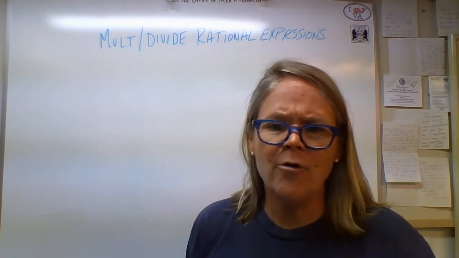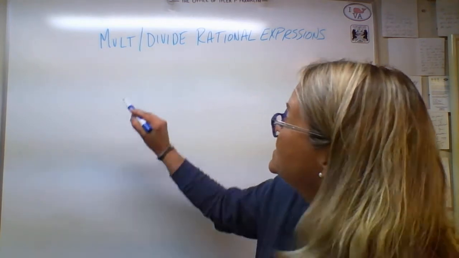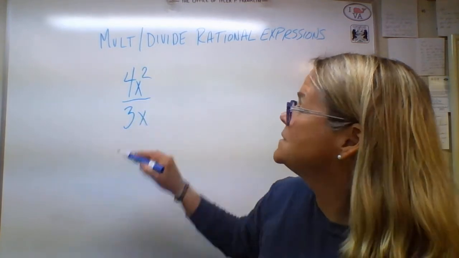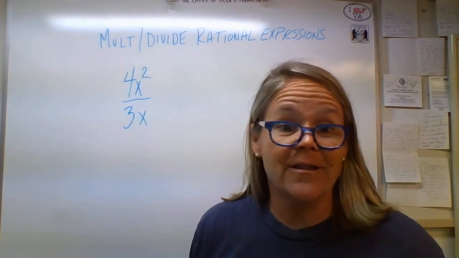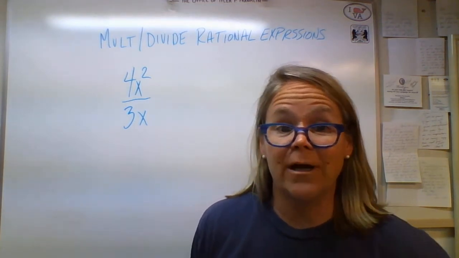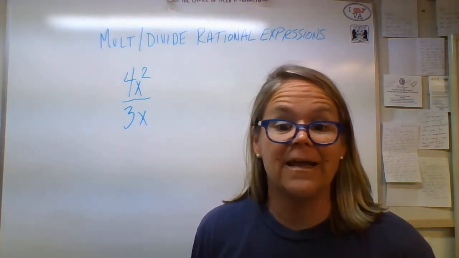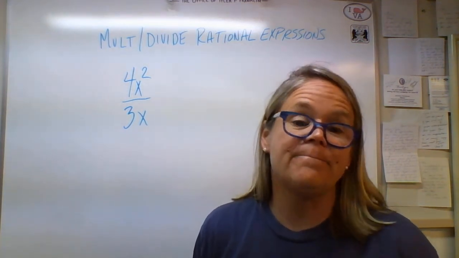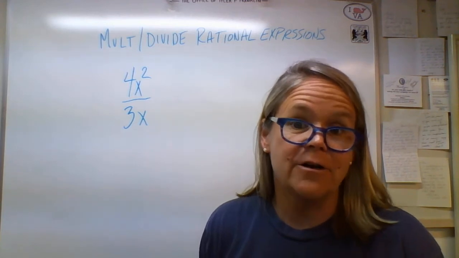Monomials over monomials, like something like 4x squared over 3x. We did those earlier in the year. So now what we're saying is we're going to add to it. What happens if you have adding or subtracting in that expression? And that's where we're going to have to factor.